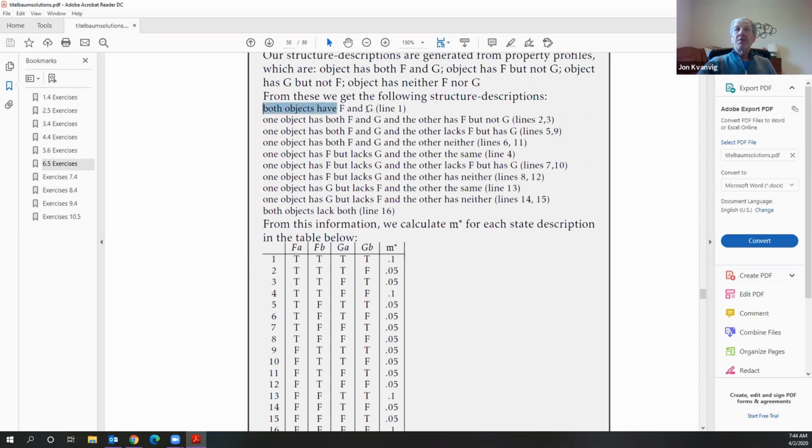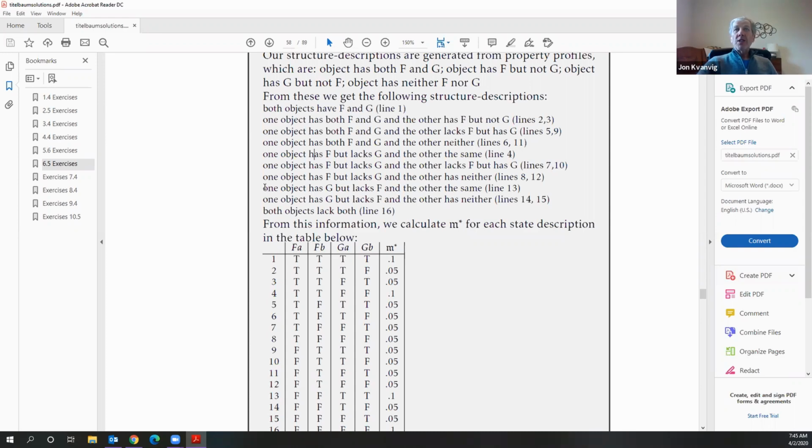So notice at line 1, both objects have property F and property G. And notice as well at line 16, both objects lack those 2 properties. Note as well that at line 13, there's a reference to the other object being the same. And at line 4, the other object is also the same. All right, so lines 1, 4, 13, and 16 satisfy one structure description all on their own, and no other line satisfies that as well.